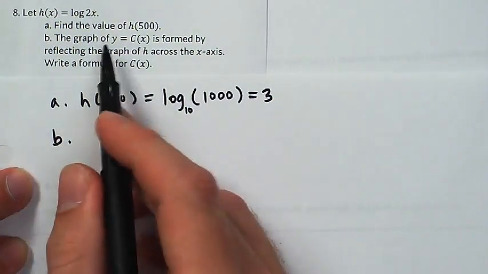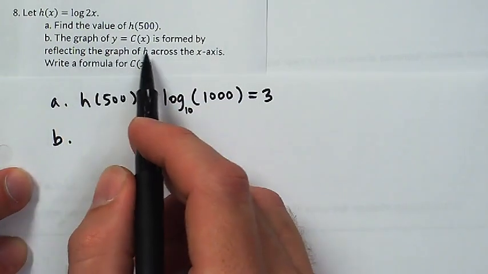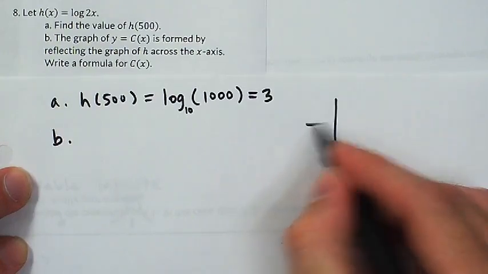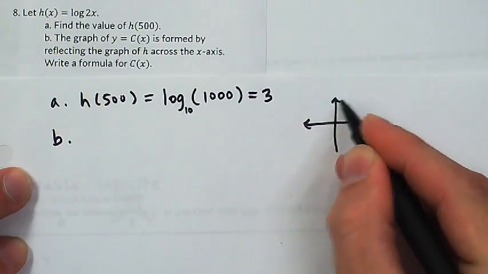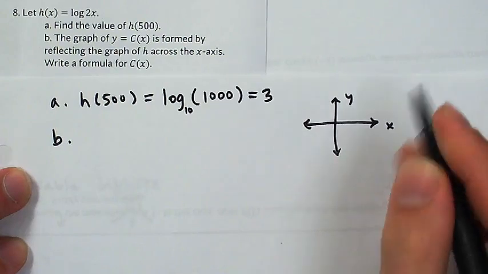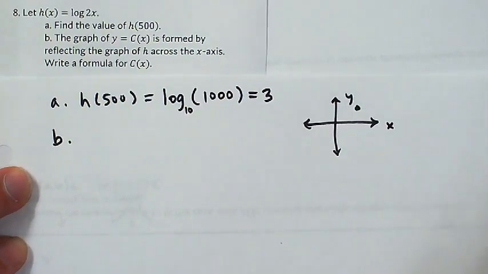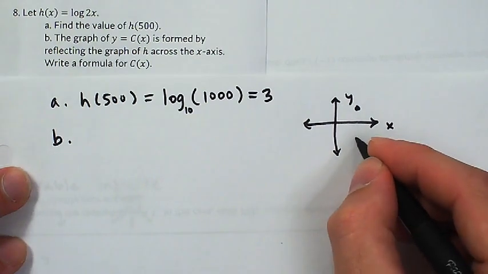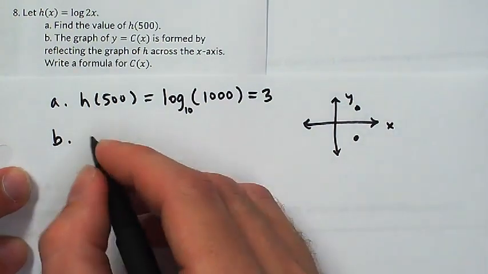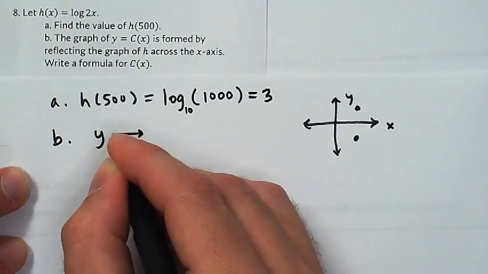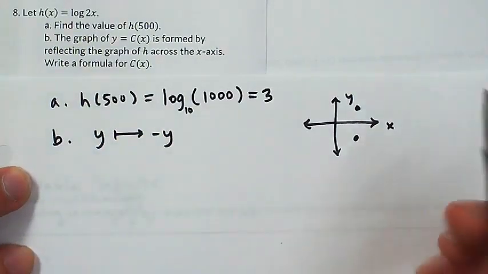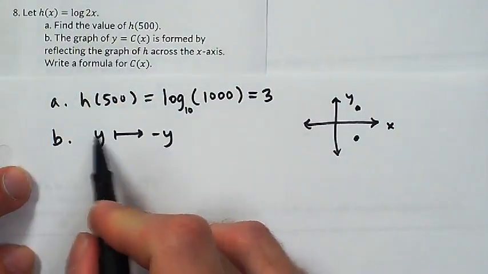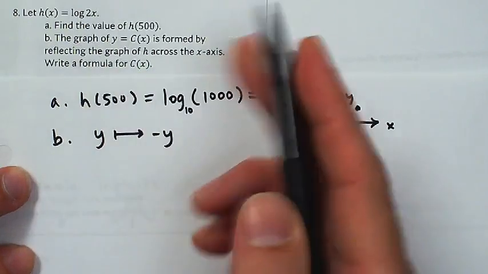And then the graph of y equals c of x is formed by reflecting the graph of h across the x-axis. And I don't think I've really pitched it to y'all like this in this class, but if you take a point and you reflect it across the x-axis, you take y and you replace it with -y. So if I was going to do that to this, y equals log of 2x, I'm just going to replace it with -y, so it'll be negative log of 2x.